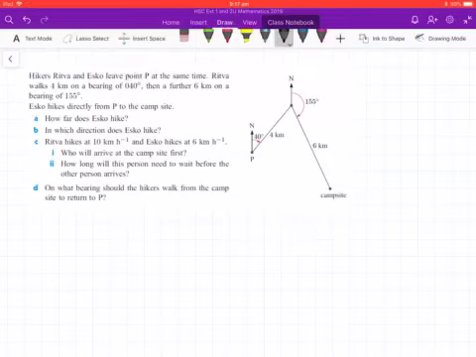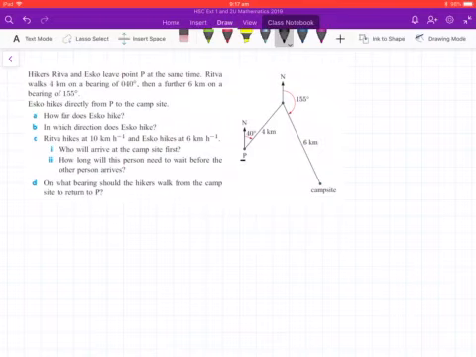All right, so we've got one example here. Hikers Ritva and Esko, it must be Finnish or something, leave point P at the same time. Okay, so that's here. They're walking along from there. Ritva walks 4 kilometers on a bearing of 040 degrees, then a further 6 kilometers on a bearing of 155. That's in a diagram. Esko hikes directly from P to the campsite. So I'll put that line in.